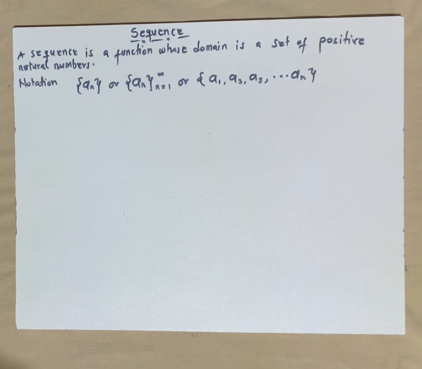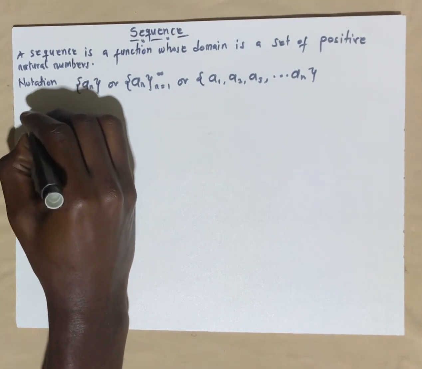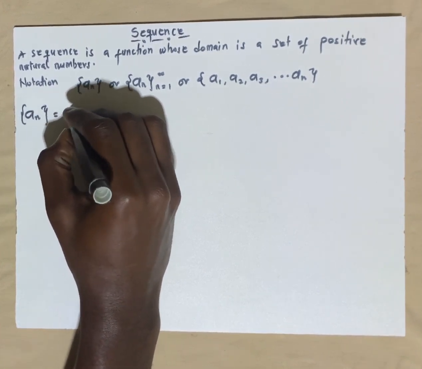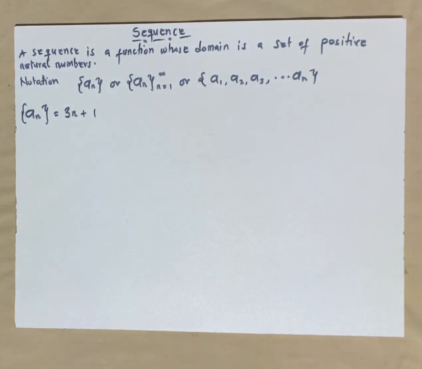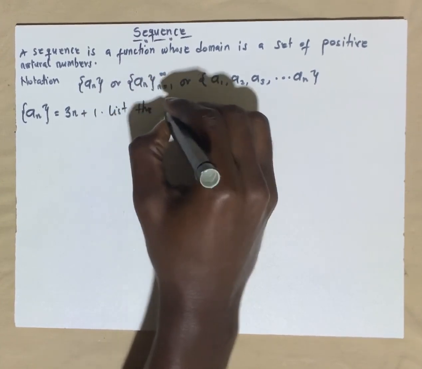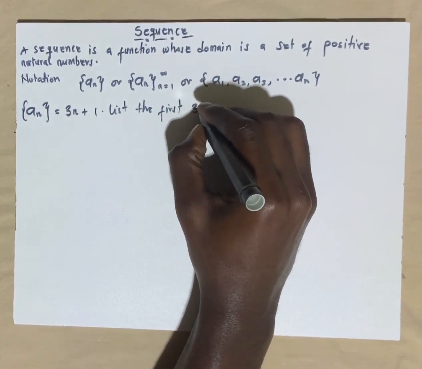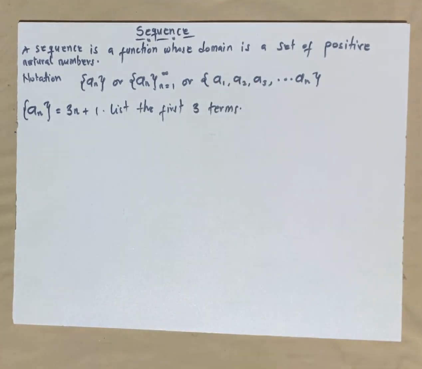So let's assume we have a sequence, a sub n is equal to 3n plus 1. Let's assume we have a sequence like this, and we are being told to list the first three terms. Very good. We are being told to list the first three terms.